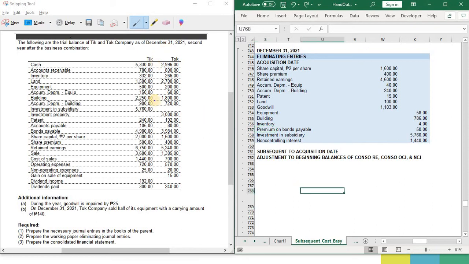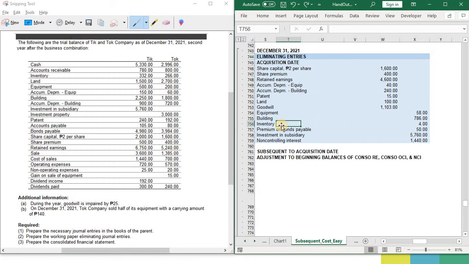Looking at the trial balance of Stock Company, the retained earnings is 5,240 pesos. And the 5,240 pesos is the January 1, 2021 retained earnings balance of the acquiree, because the nominal accounts are not yet closed, because the trial balance is a pre-closing. Because if this is a post-closing trial balance, the retained earnings that will appear is already the ending balance of retained earnings. So again, since this is a pre-closing trial balance, the 5,240 is the beginning balance of retained earnings of the subsidiary.